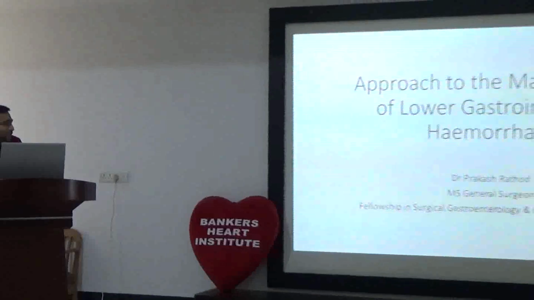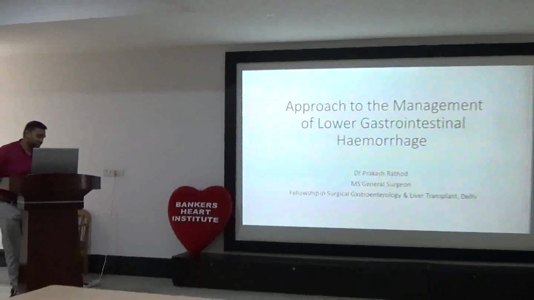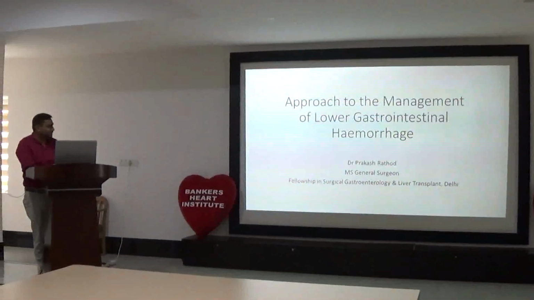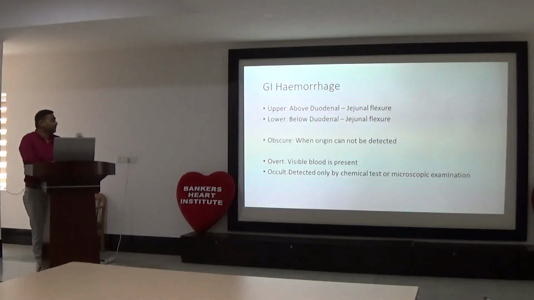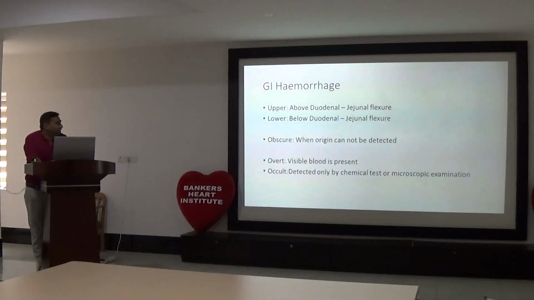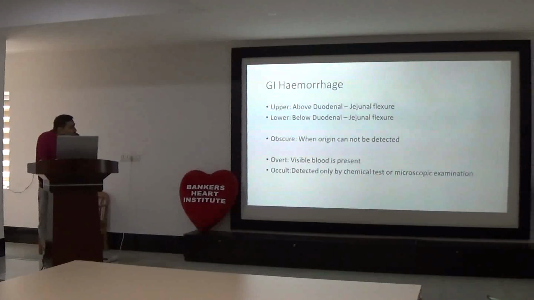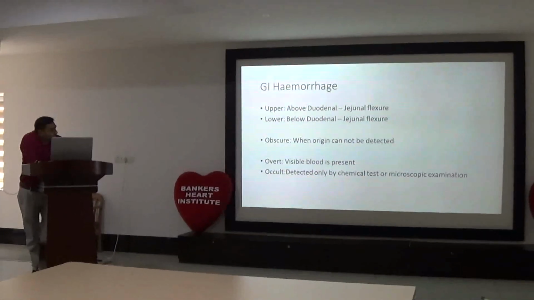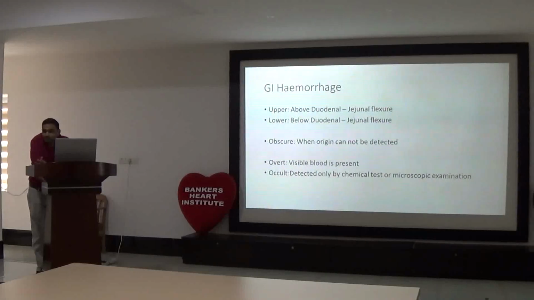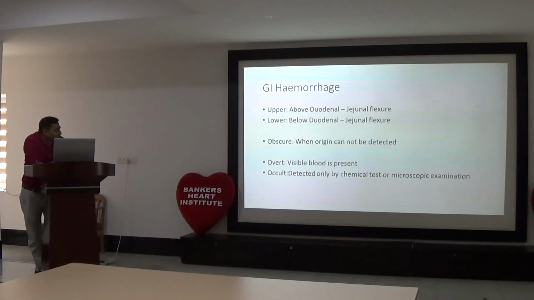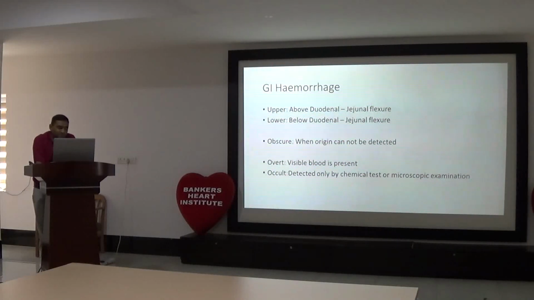So first of all, what is gastrointestinal hemorrhage? There are some terms like upper and lower. When it is above the duodenojejunal flexure, it is called upper GI hemorrhage, and when it is below, it is lower GI hemorrhage, related to the ligament of Treitz at the same location. Another term is obscure GI bleed. The term obscure is used when the origin cannot be detected.